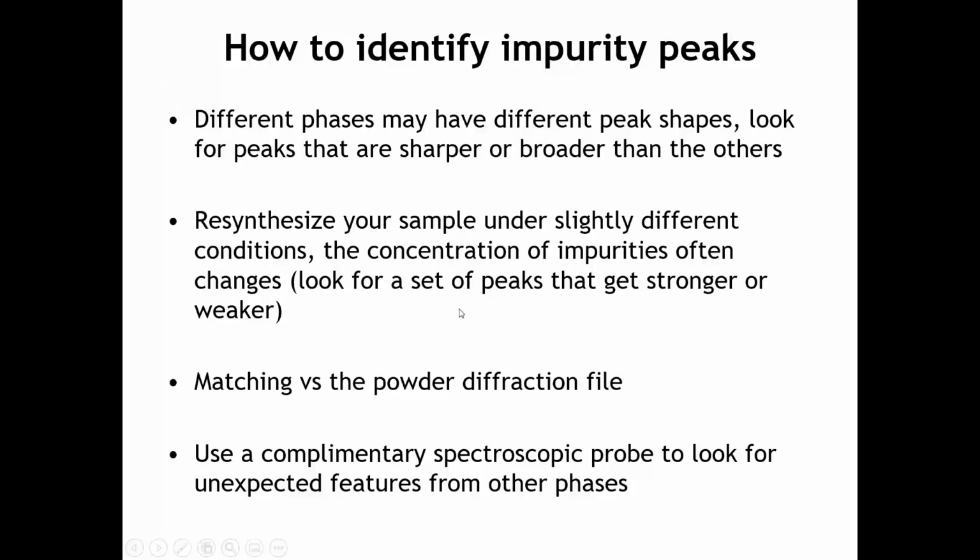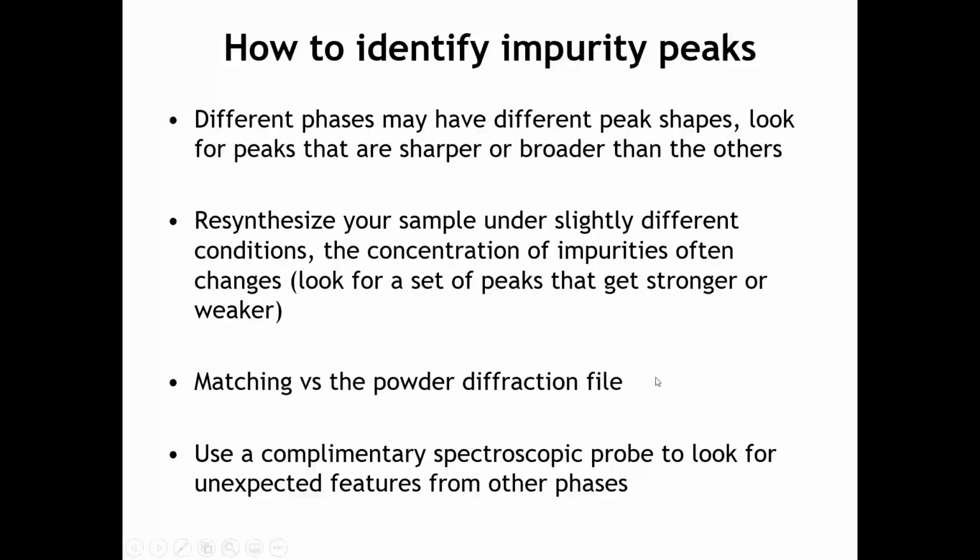You could also remake your sample, and if you remake it, usually you don't get exactly the same ratio of the two phases. So if you remake your sample under, let's say, slightly different conditions, and you end up with some peaks all get a little bit stronger or they all get a little bit weaker, that's probably a good sign that they go with a phase that's different from the main phase.